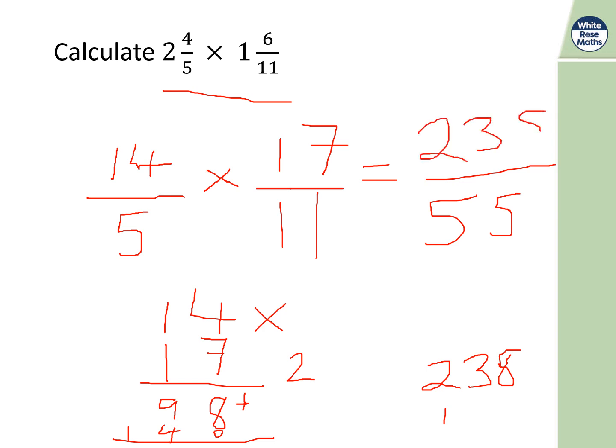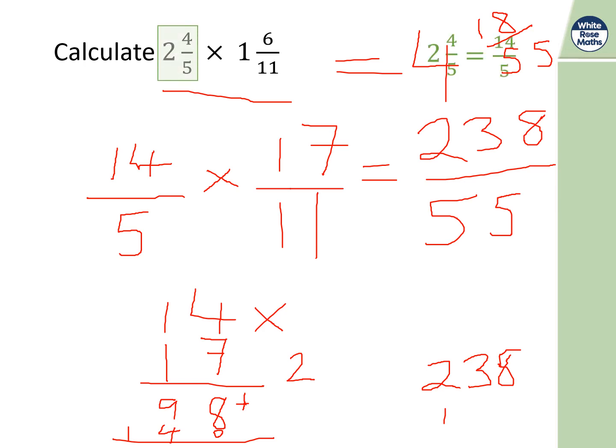Now, as a mixed number, well, double of 55 is 110. Double 110 will be 220. So it'd be 4, and then 18 55ths. That doesn't simplify any further, because there are no common factors between 18 and 55. Here is the White Rose Maths answer.